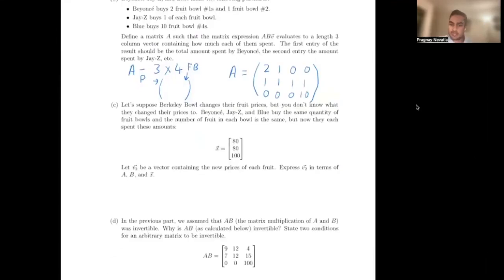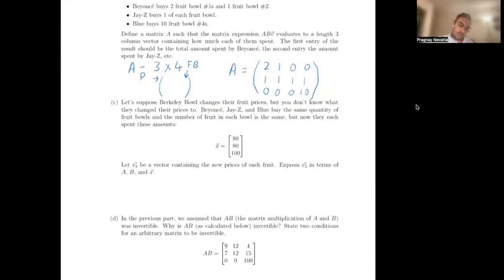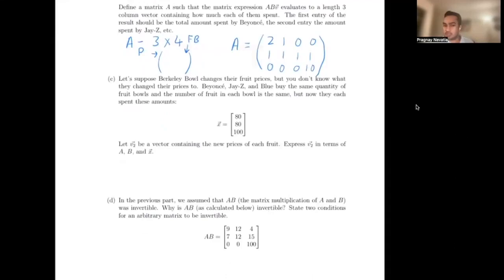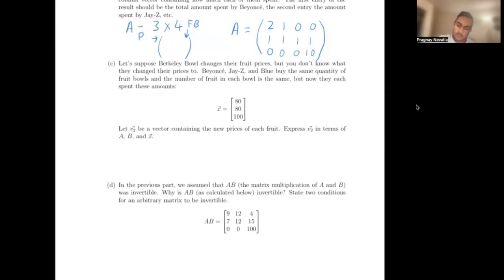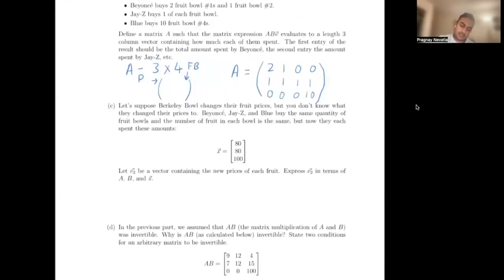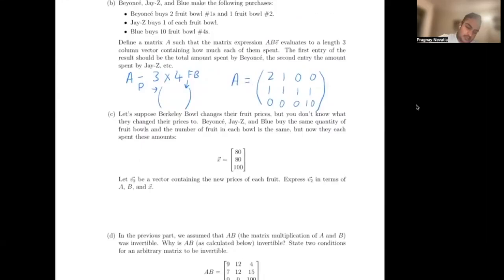And then in part C, you are given how much each person spent, but you don't know the prices of each of the fruits at Berkeley Bowl. So your goal is to find the new prices because they change. And how do you do that? Let's work backwards. What does X really mean? X is how much each person spent. But that's exactly the same thing that we evaluated over here with ABV.